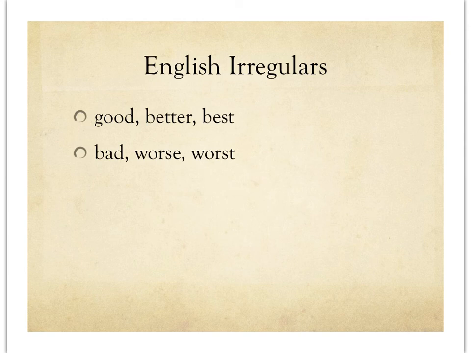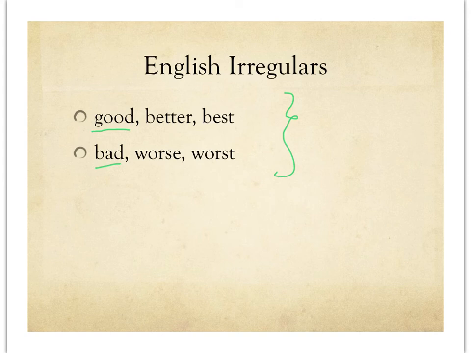One of the things that you probably know is that English has irregular adjectives, that is, adjectives whose comparatives and superlatives don't follow that ER-EST model or the more-most model. Our best examples of this are good and bad. We don't say gooder, goodest, or more good, most good. We say good, better, best. And the same is true for the adjective bad. We say bad, worse, worst.